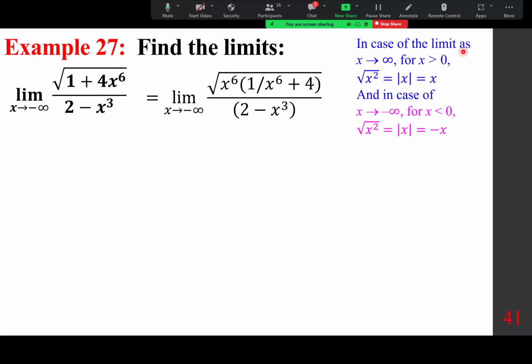In case of the limit as x approaches infinity, for x larger than 0, square root of x squared, which is absolute value of x, becomes x. And in case of x approaching negative infinity, for x less than 0, square root of x squared, which is absolute value of x, becomes minus x. Again, I'm reminding you, minus x doesn't mean negative. That means the opposite of x.